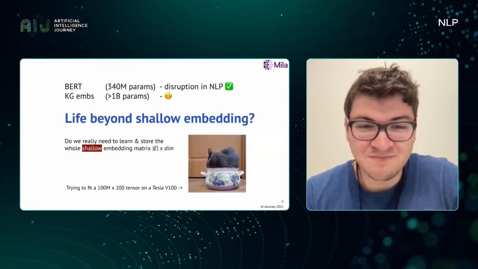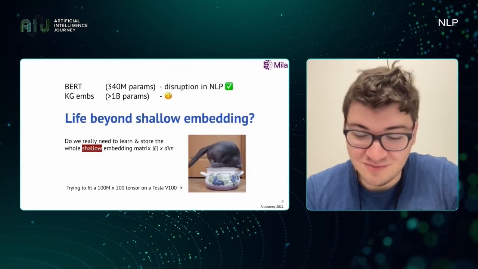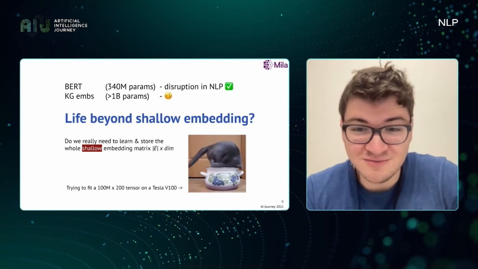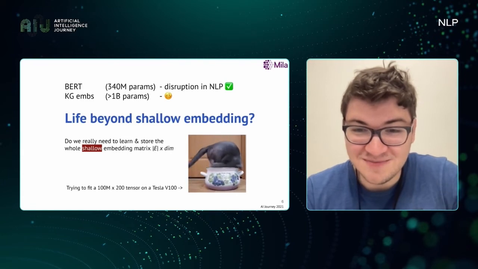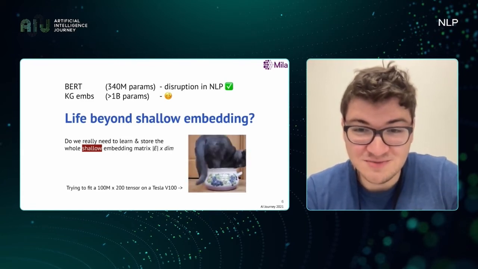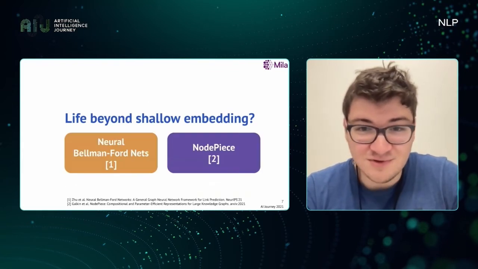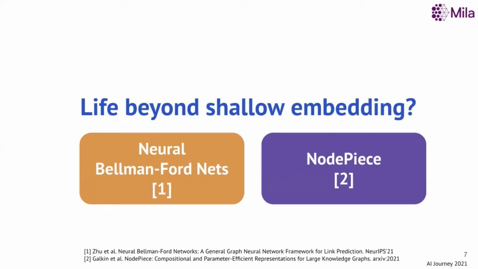So, is there life beyond shallow embedding? Or do we really need to learn and store the whole shallow embedding matrix and try to fit it into small systems? Does it make sense to store 200 gigabytes? Can we do something more economical without losing efficiency? The answer is yes. And I'll tell you about two pieces of work out this year. One of them is Neural Bellman-Ford Nets, and the second is NodePiece.